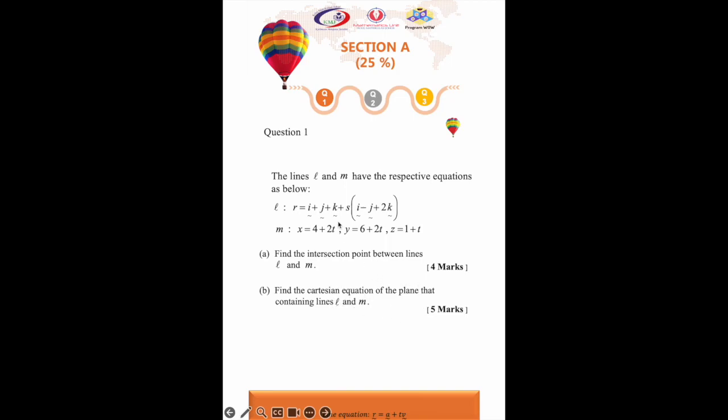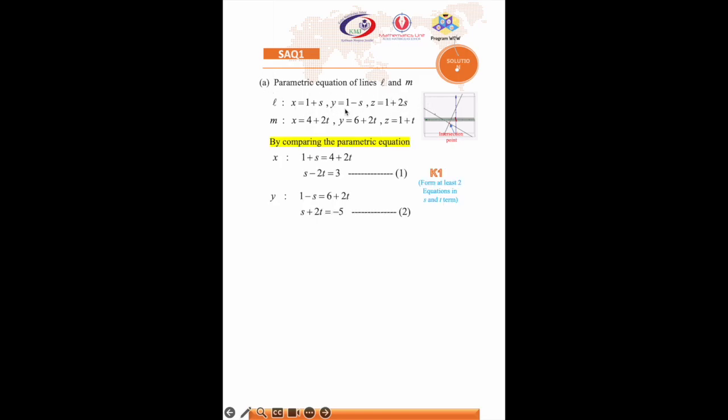and M. So the first part of the question, the easiest way to do is by changing the first line equation into parametric form. So once you have done that, you can just compare the x and the y, or y with the z, or x with the z, to form at least two equations because we have two unknowns, s and t. So once you have done that, you're going to get 1 mark for forming the equations, and you're going to get another 1 mark for getting the value of s or t.